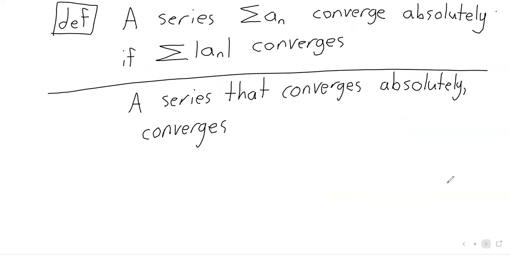Unless the infinite sum happens to converge absolutely. If an infinite series converges absolutely, you can rearrange the terms, you can add parentheses, you can do all of the things you could do with regular addition.